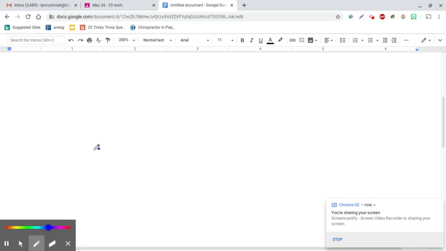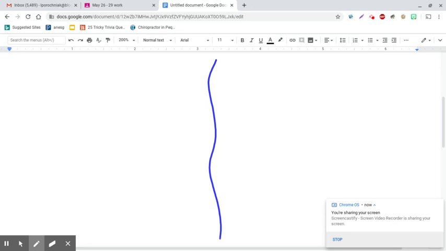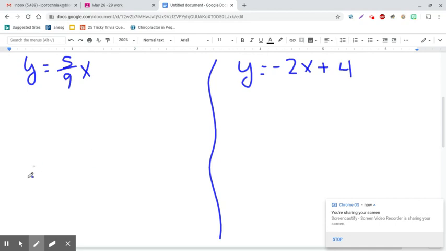We're just working with parallel, perpendicular, and neither slopes. So I guess we'll do two separate ones today. All right, y equals 5/9 x. And then the other one will be y equals negative 2x plus 4. So those are our two equations that we're going to do.